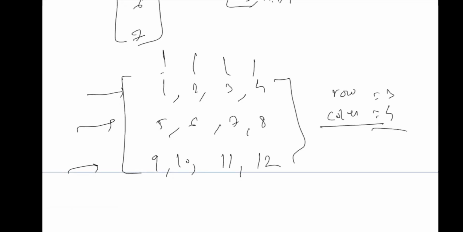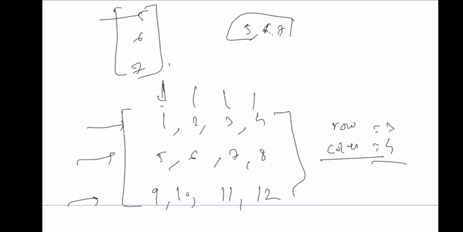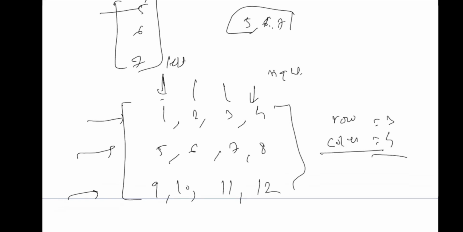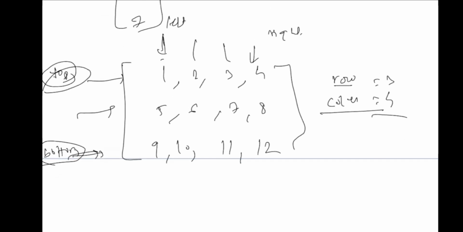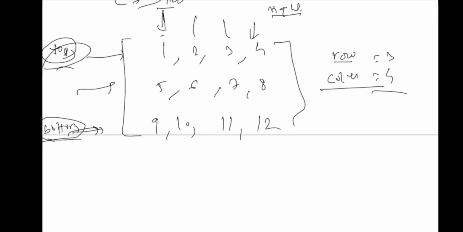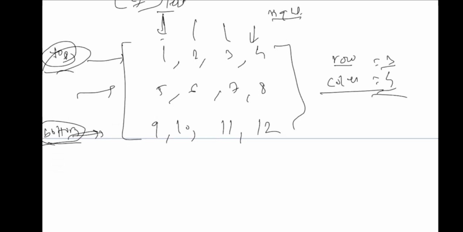For all the columns, I am declaring the first as left, and the last one as right. For the rows, this is my first row, so I'm declaring it as top, and for the last row, I'm declaring it as bottom. Okay, as simple as that. So if I'm declaring left, right, top, bottom, let me get the rows. Over here, row is 3 and column is 4.